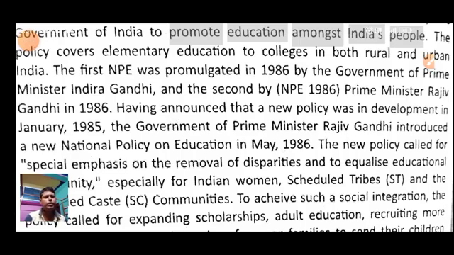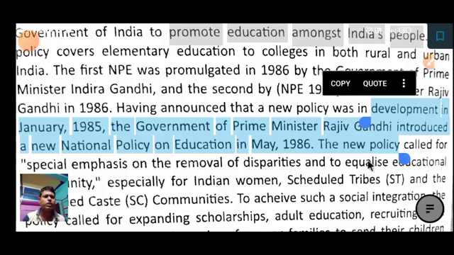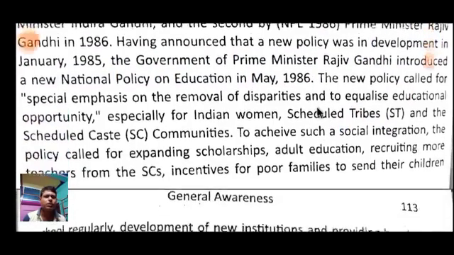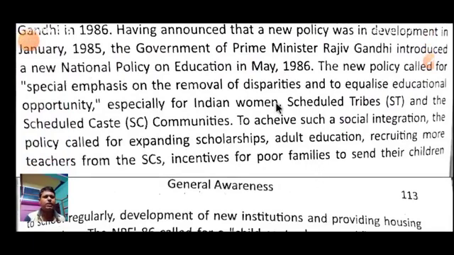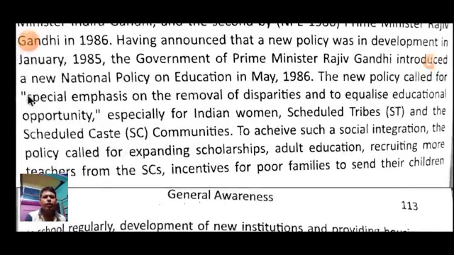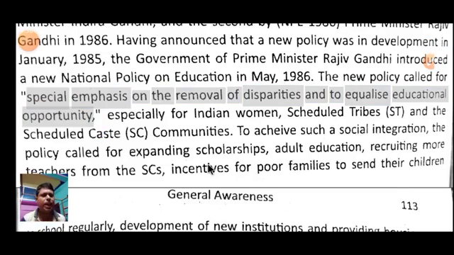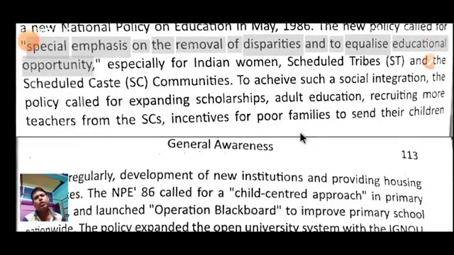Having announced that a new policy was in development in January 1985, the government of Prime Minister Rajiv Gandhi introduced a new policy. The new policy called for special emphasis on the removal of disparities and to equalize educational opportunity, especially for Indian women, scheduled tribes and the scheduled caste communities.